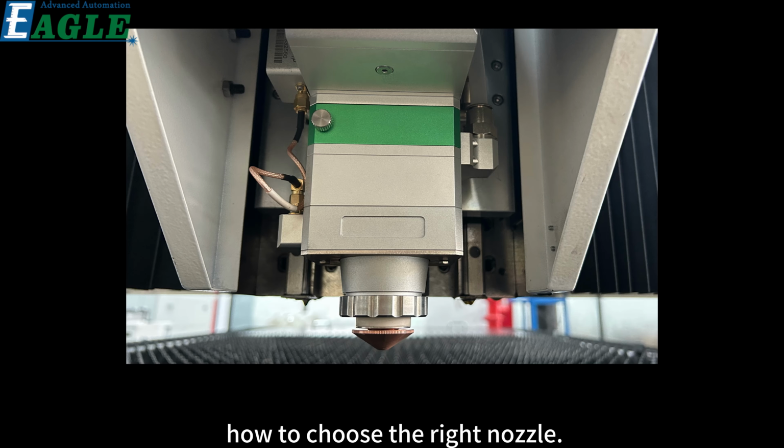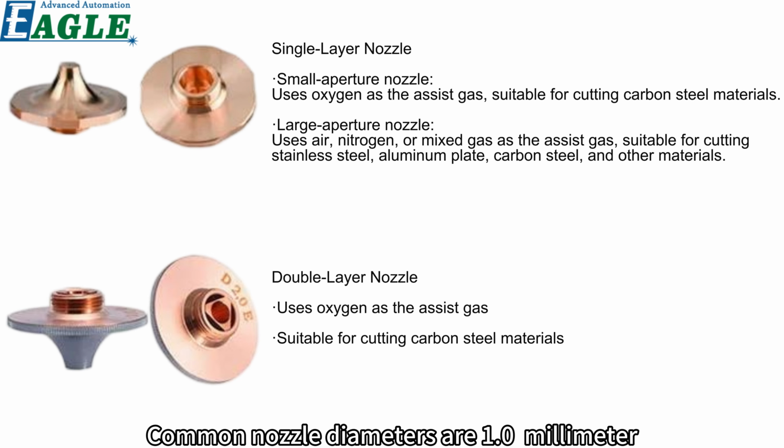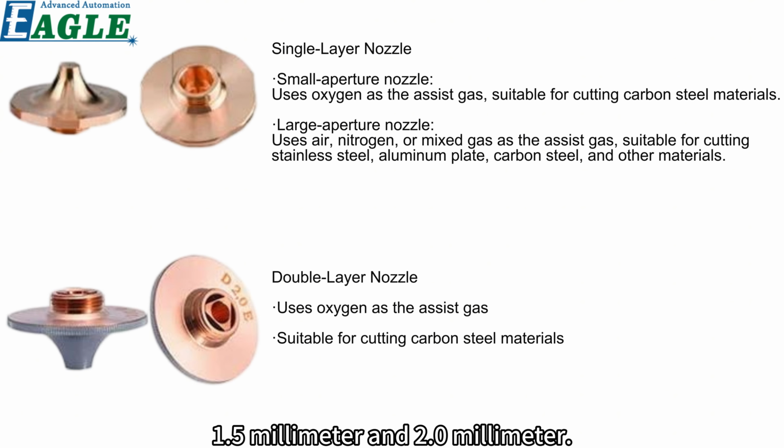We are going to talk about how to choose the right nozzle. The nozzle is one of the key factors affecting cutting quality. Nozzles are generally classified into single layer and double layer types. Common nozzle diameters are 1.0 millimeter, 1.5 millimeter, and 2.0 millimeter.